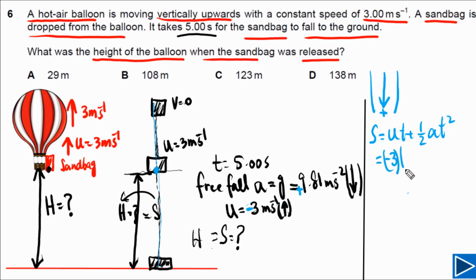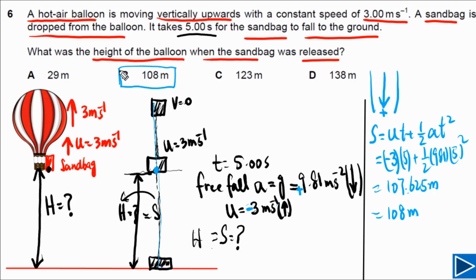U is given, so we can just plug in the value of u. The value of a is 9.81 and the time is 5. Our final answer will be 107.625 meters, or we can simply say this is about 108 meters. So our final answer for this question is B.